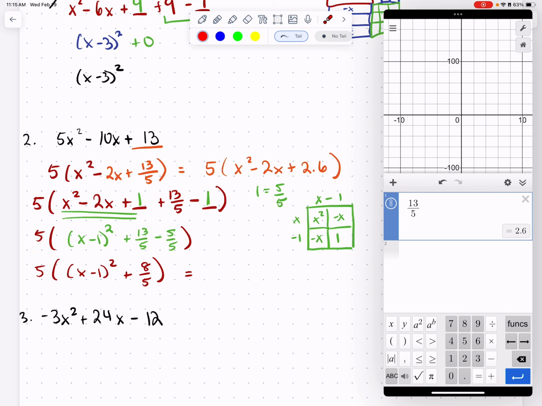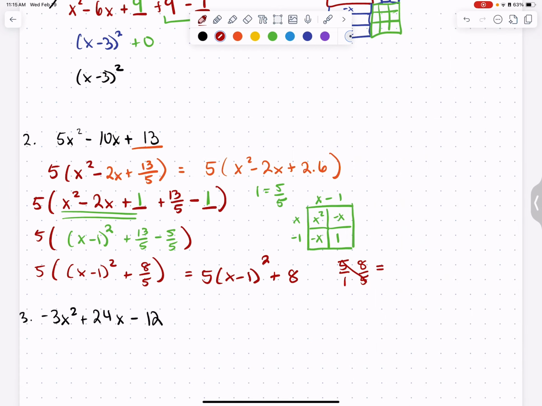left. So at the end, we'll multiply that 5 in to the first term and to the second term. And 5 times 8/5 is just 8. 5 over 1 times 8 over 5 has a common factor in top and bottom, and that's just 8. So we have 5 times x minus 1 quantity squared plus 8.